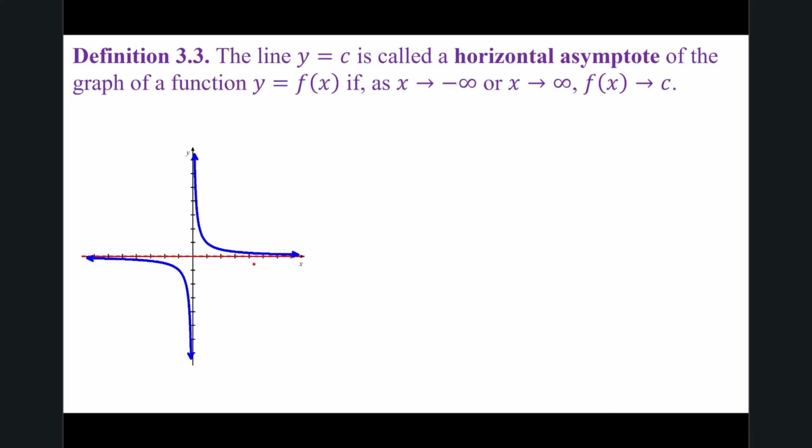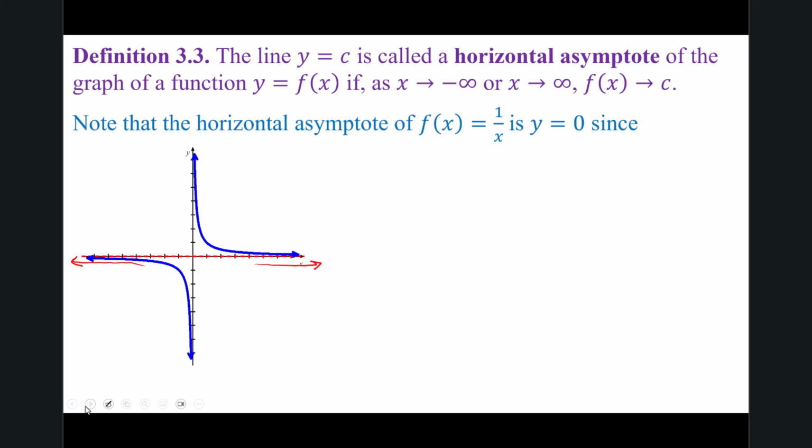As x gets bigger, so approaches infinity, the graph gets closer and closer to that dashed red line. And as x approaches negative infinity, so as x gets smaller and smaller on the left, the graph starts to approach that red dashed line. So that red dashed line is the horizontal asymptote.